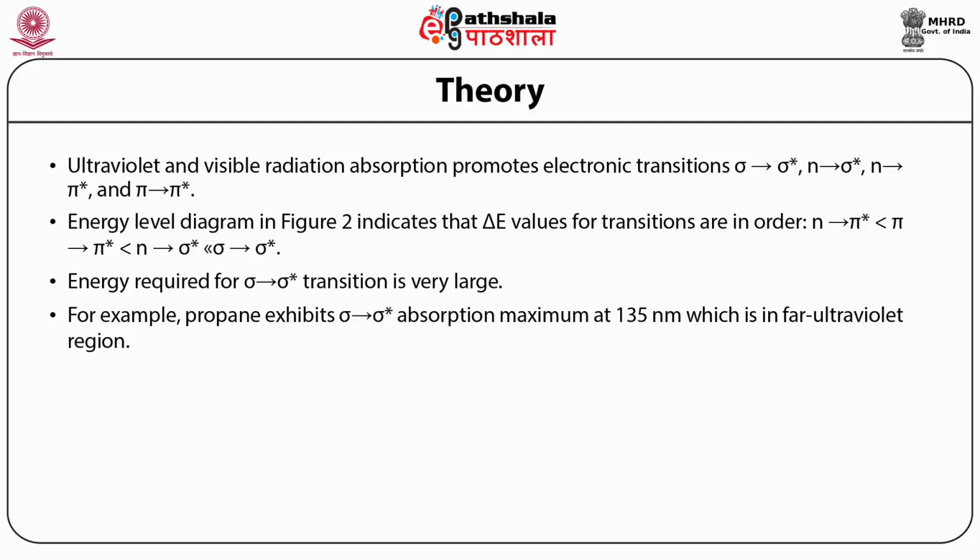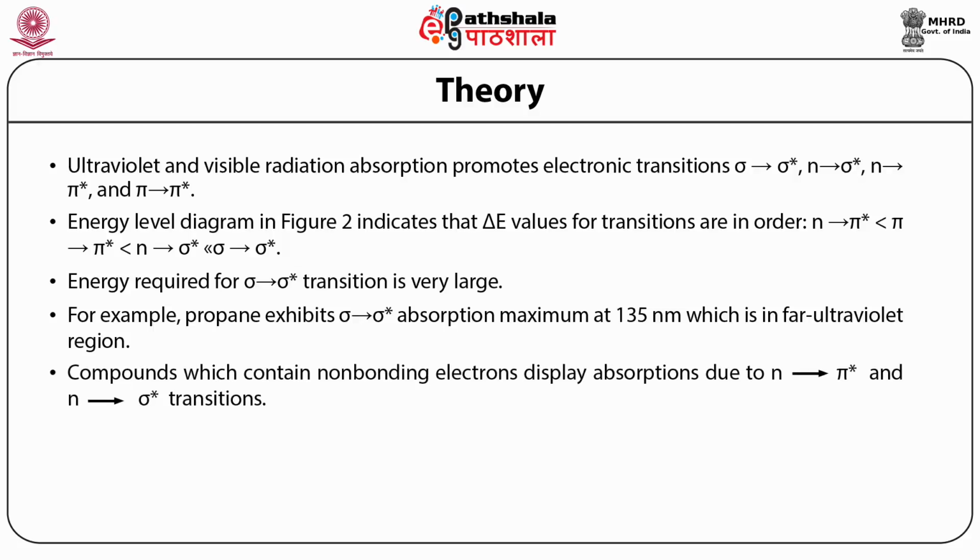The energy required for the sigma to sigma star transition is very large. For example, propane exhibits a sigma to sigma star absorption maximum at 135 nanometer, which is well into the far ultraviolet region and inaccessible for study except under extraordinary conditions. As indicated above, compounds which contain non-bonding electrons display absorptions due to the n to pi star and n to sigma star transitions. Compounds which have characteristic n to sigma star transitions include methyl chloride having lambda max at 173 nanometer, methyl alcohol having lambda max at 183 nanometer, and trimethylamine having lambda max at 227 nanometer.